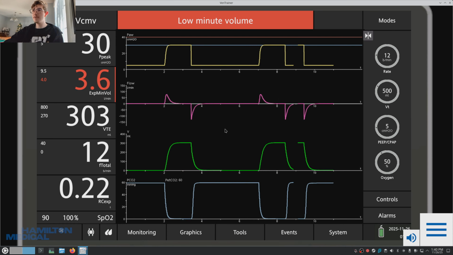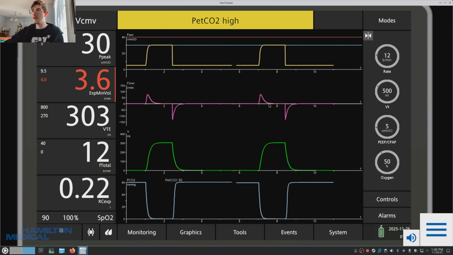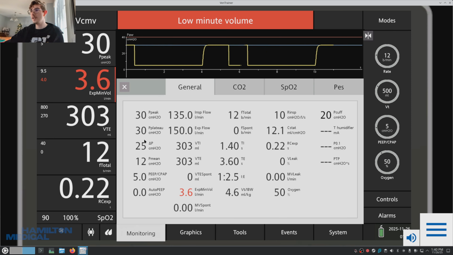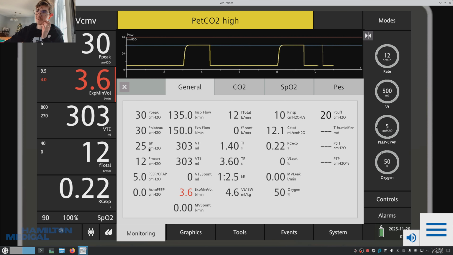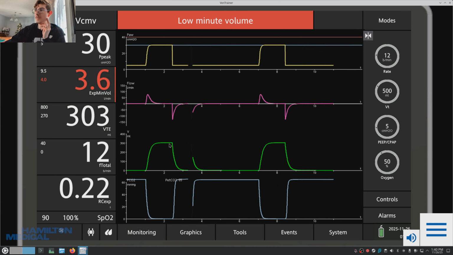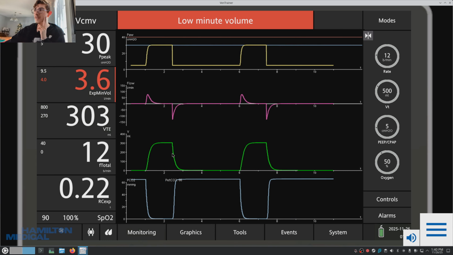Now let's see, our tidal volumes dropped a lot. Are we being lung protective? Well, our plateau is 30. That's good. Our driving pressure is 25 though, that's kind of bad. So are we being lung protective? Not really. And we're also not meeting the tidal volume anymore.